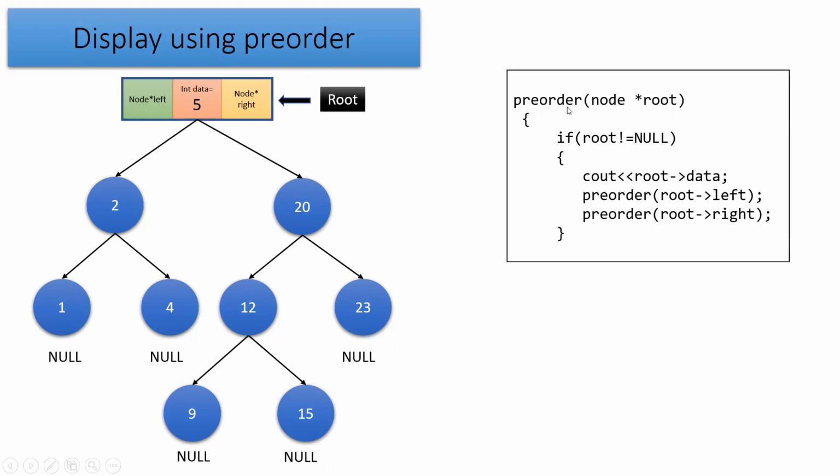Now see here, this is the recursive code we have written. Here we are passing the root node because we always have to start the traversal from the root data. If the root is not equal to null, that means if the tree is not empty, we are going to display the root data. And then I'm passing the root's left pointer to the same pre-order function. This is the recursive call. The function names are the same, just we are passing the left pointer.